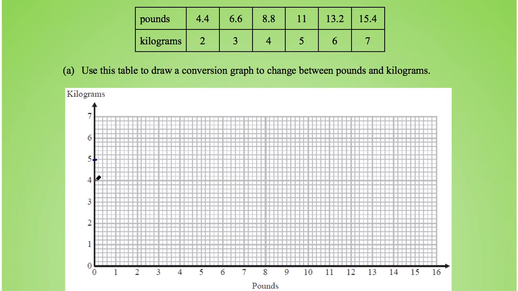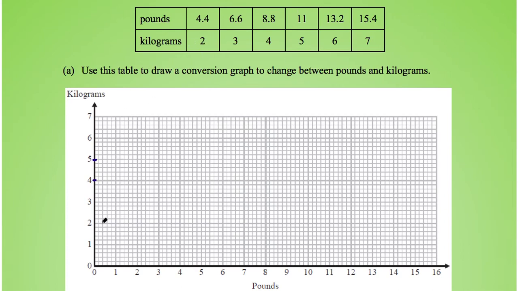We've got 4 there, 5 there. That means that it's 0.2 per little square. 4.2, 4.4, 4.6, 4.8. So 2, 4.4 is there. 3, 6.6. This is just going to take me a bit of time. I think I've gone wrong with that. Yes, I've got the pounds and the kilograms the wrong way around. So ignore that.